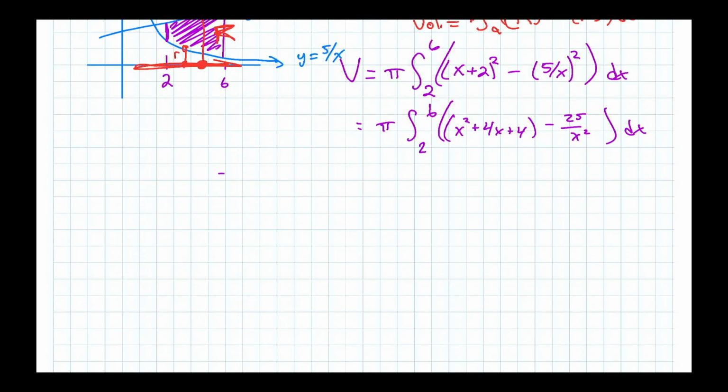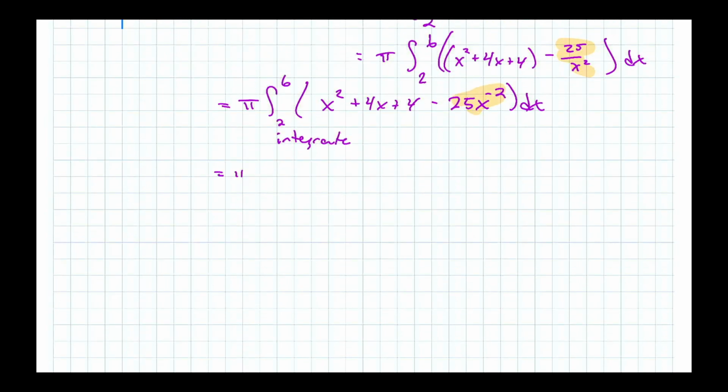Now I want to do this integral, but before I do, I want to rewrite it. So I've got x squared plus 4x plus 4 minus 25 over x squared, but we want this written differently, right? We have to integrate this. So how about writing it 25x to the negative 2, right? That's how we want it for the power rule. So rewrite this, make it easier on yourself. Now integrate. Just keep this pi on the outside of everything.